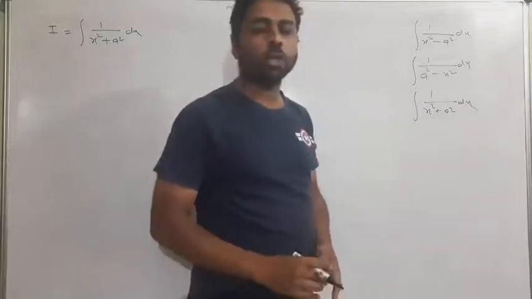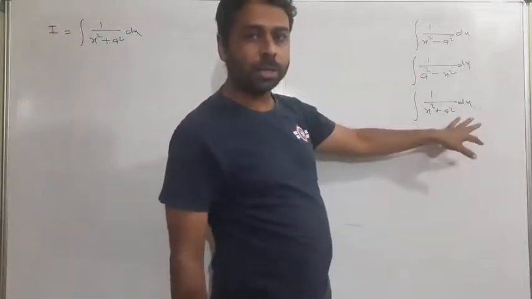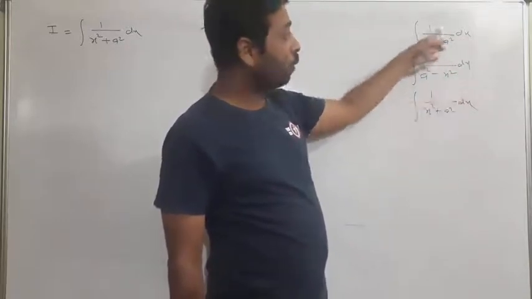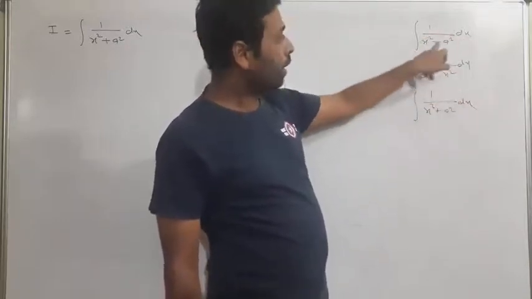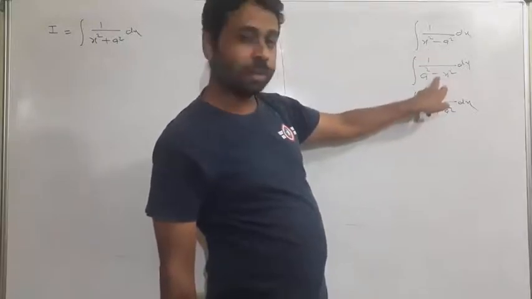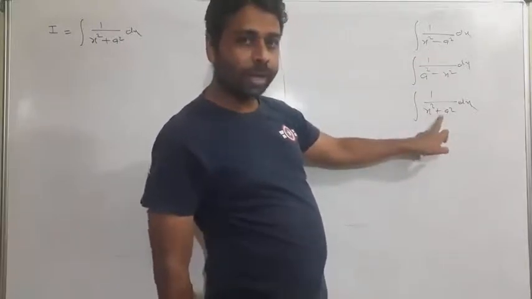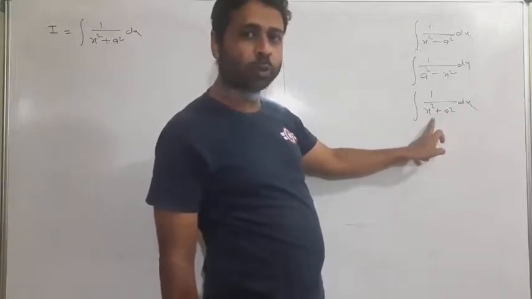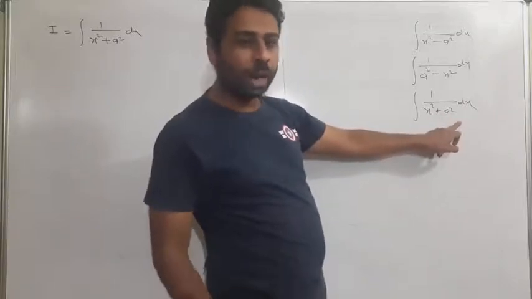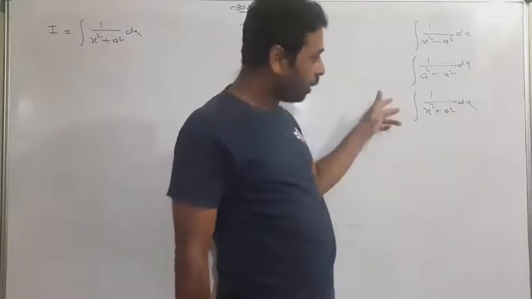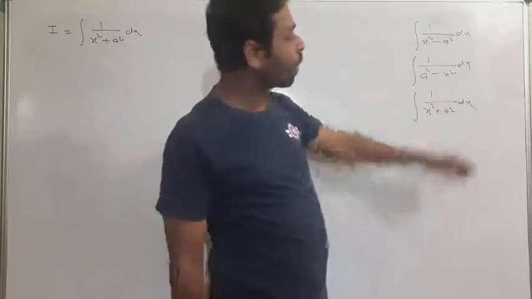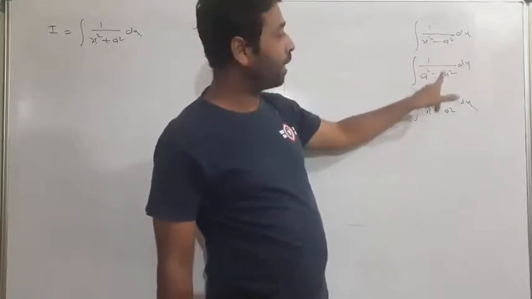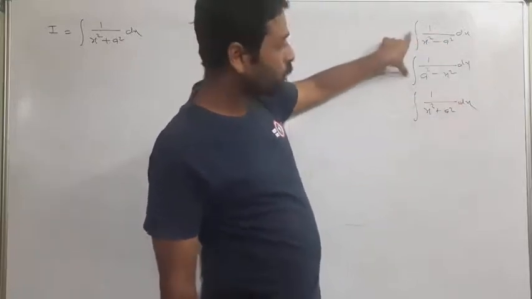Try to make the image in your mind that all the formulas are just 1 upon, 1 upon, and 1 upon. Can you compare these three? It is a minus sign, a minus sign, and a plus sign. In case of the plus sign, a square plus x square or x square plus a square are the same, so I don't think I need to write both. But in case of the minus sign, both are different: x square minus a square and a square minus x square. And these two I have already taught.